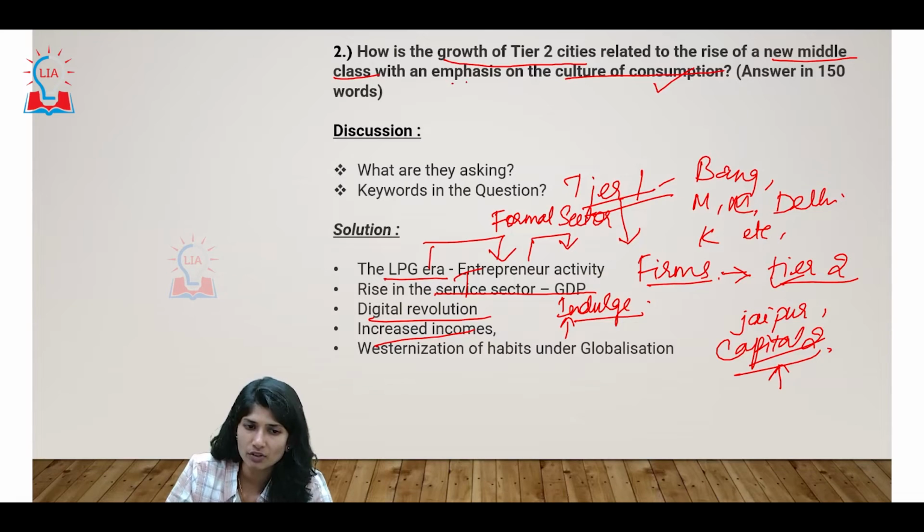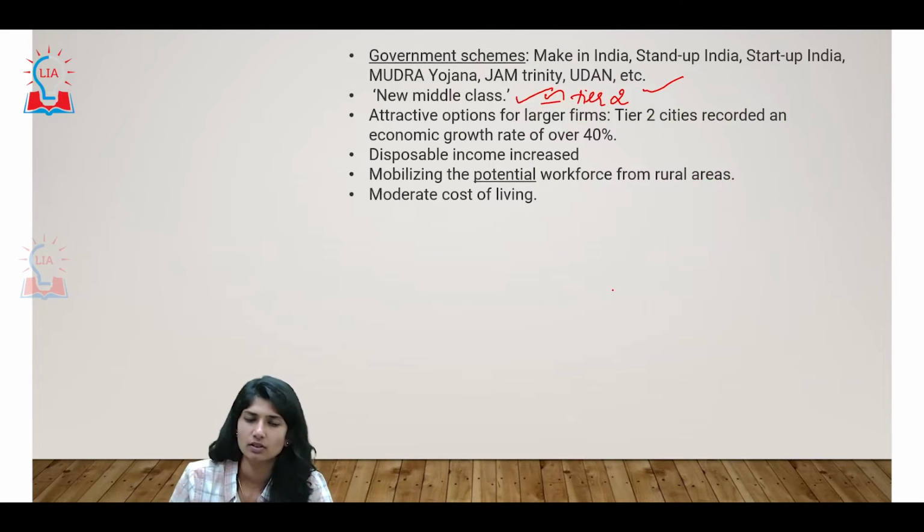Here, with the emphasis on culture of consumption, in this phase you can add both negatives as well as positives. But the question largely remains on the positive note. Okay, all the associated growth factors, in turn growth is observed. Okay, we'll move on to the next question.